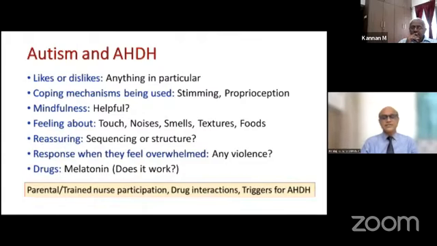So these are the things you will have to look into as a part of your preoperative examination if you find the child belongs to a scale of 5 or 4. Then you would have to have trained nurse participation or parental participation. You will have to look at drug interactions and the triggers for ADHD.